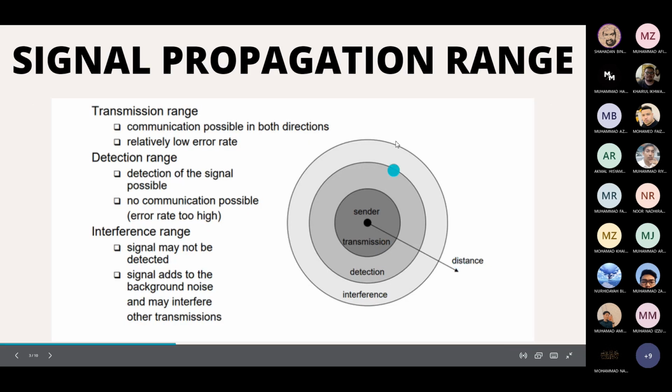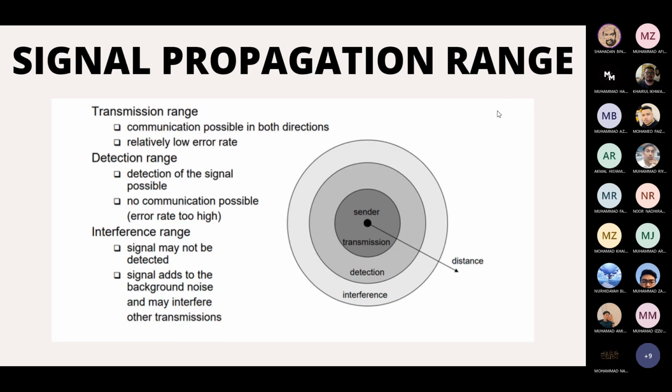Okay, and then we will talk about the signal propagation range. So there are three types of range, which is transmission range, where the communication is possible in both directions and it has a relatively low error rate. And then next, the detection range. The detection of the signal is possible, but the communication may not be possible because the error rate is too high. And lastly would be the interference range, where the signal may not be detected, and it can add more background noise and also interfere with other transmissions.